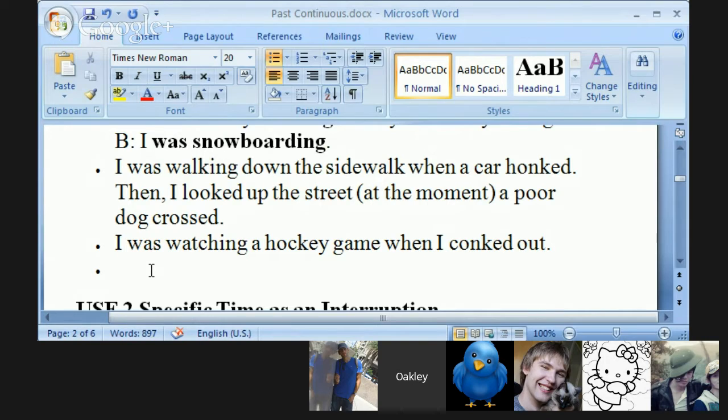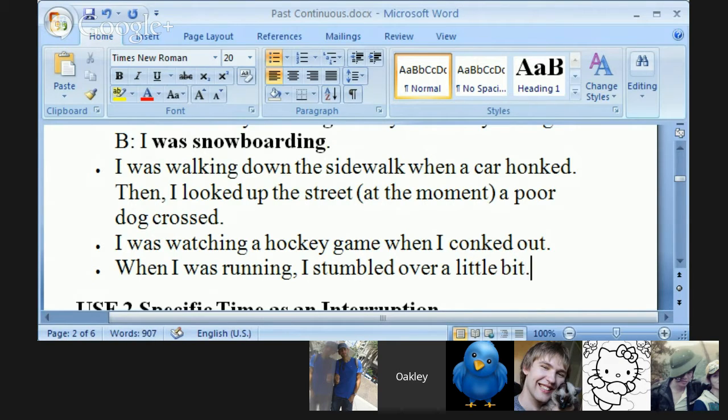Nader, do you want to try? When I was running, I stumbled over a little bit. Can we use "over"? A little baby. Oh my God. Now "over" makes a lot of sense. Yeah, you stumble over something. That does make sense.